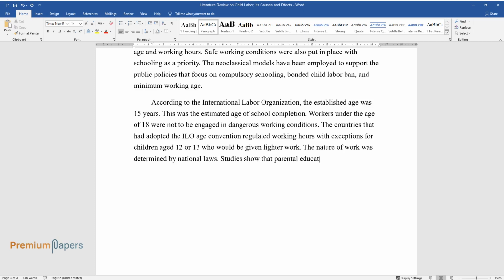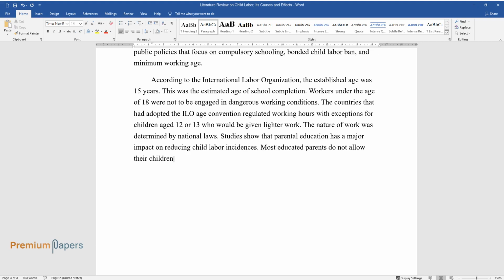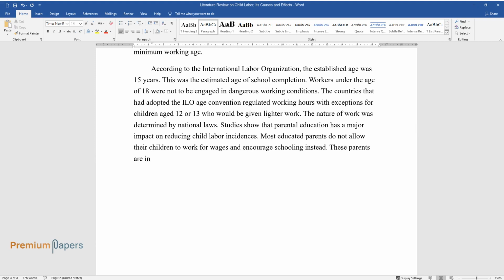Studies show that parental education has a major impact on reducing child labor incidences. Most educated parents do not allow their children to work for wages and encourage schooling instead. These parents are in most cases able to afford the education expenses.